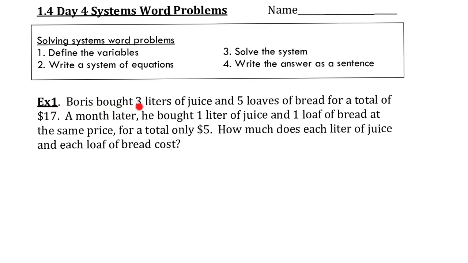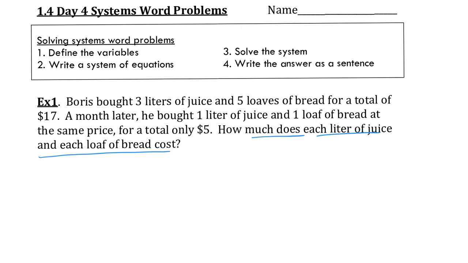Okay, Boris bought 3 liters of juice and 5 loaves of bread for a total of $17. A month later, he bought 1 liter of juice and 1 loaf of bread at the same price for a total of only $5. How much does each liter of juice and each loaf of bread cost?